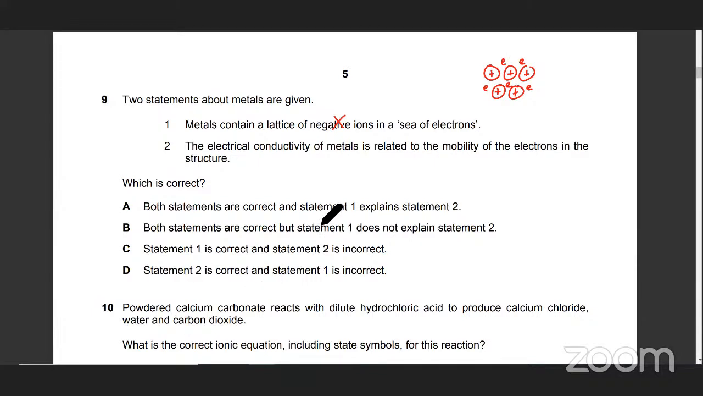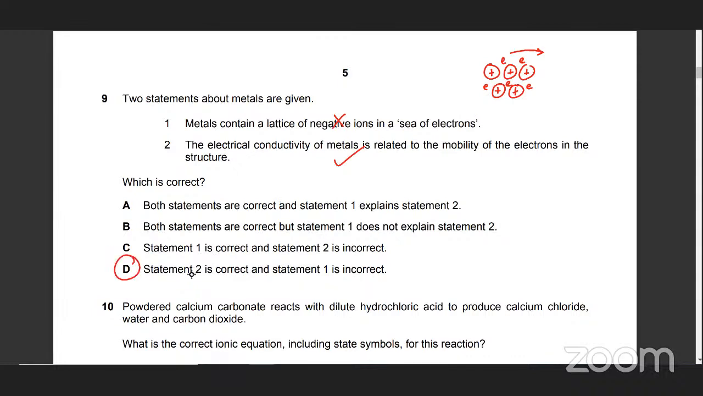The electrical conductivity of metals is related to the mobility of electrons in the structure. And that statement is true because the electrons are mobile, which is why they're able to conduct electricity. So which is correct? Both statements are correct. No, both statements are not correct. Statement 1 is correct. That's wrong. Statement 2 is correct. So D is correct.